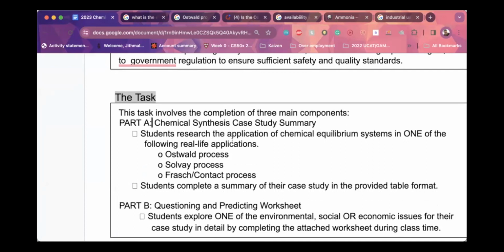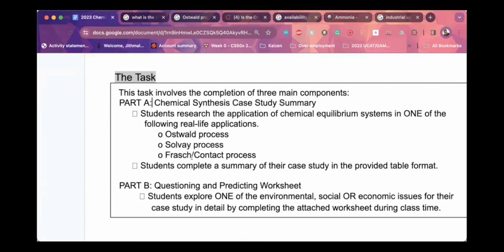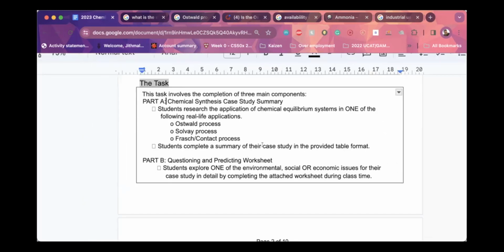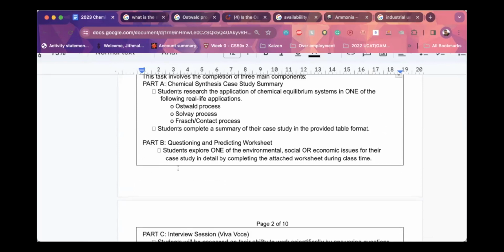Students have to research the application of chemical equilibrium systems in one of the following real-life applications: the Ostwald process, the Solvay process, the Frasch contact process. Students complete a summary of their case study in table format. Part B is the questioning and predicting worksheet. Students explore one of the environmental, social, or economic issues for their case study in detail by completing the attached worksheet during class time.